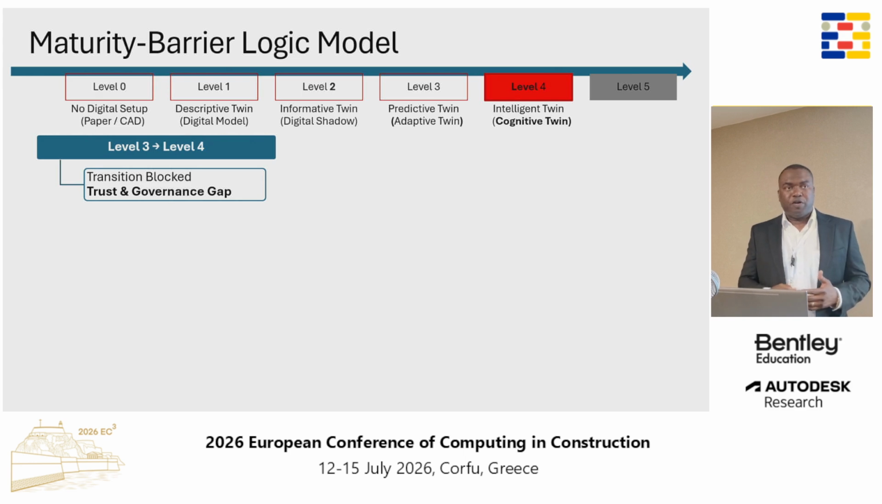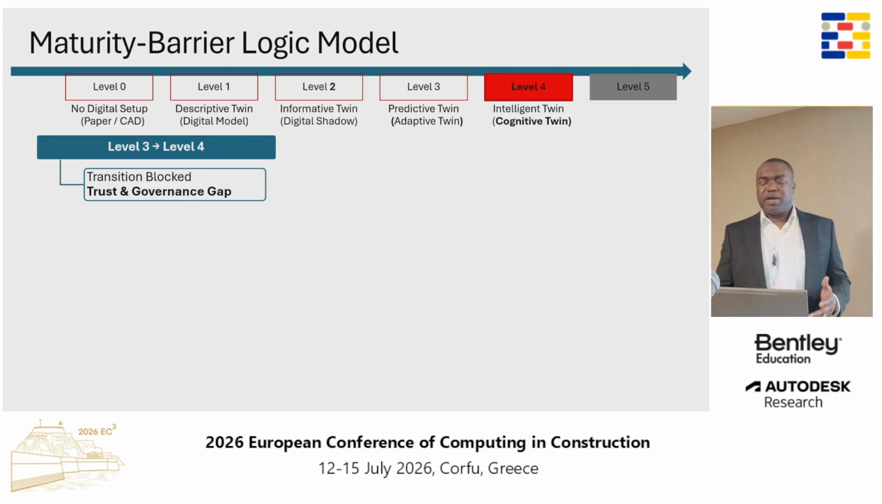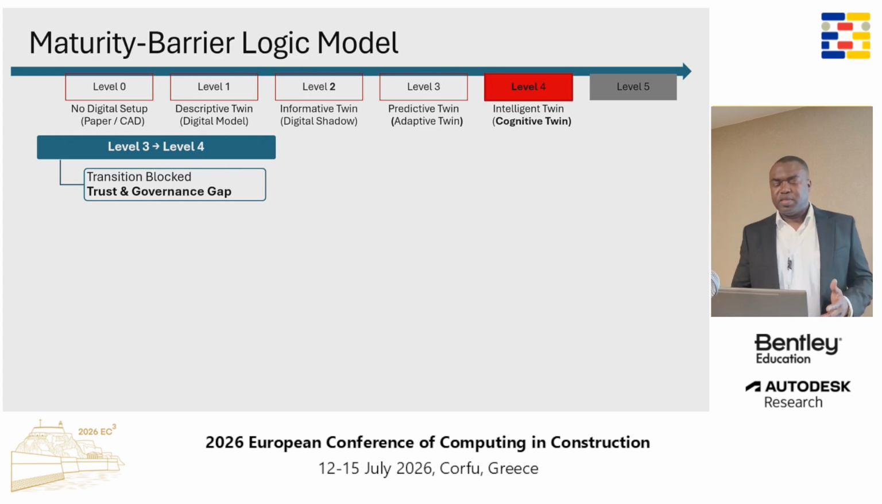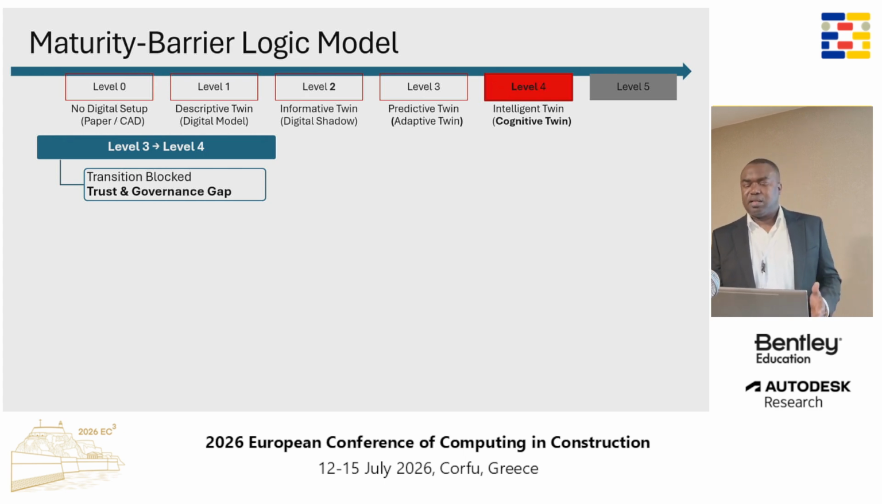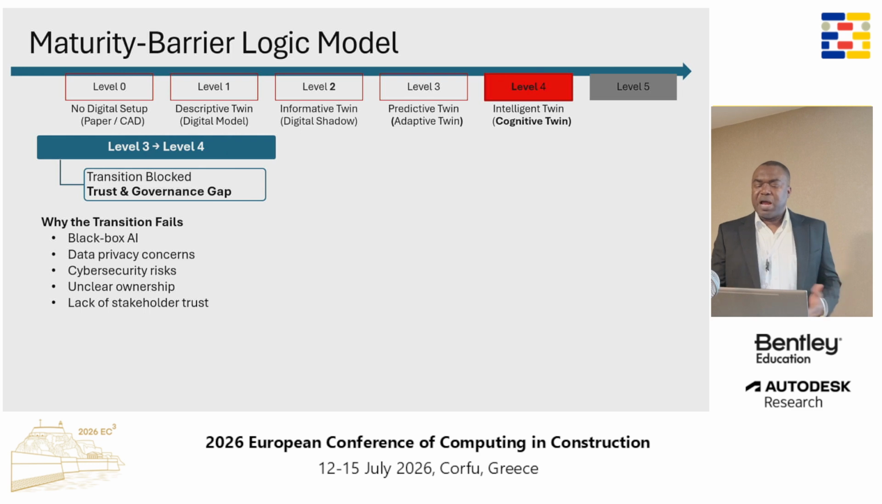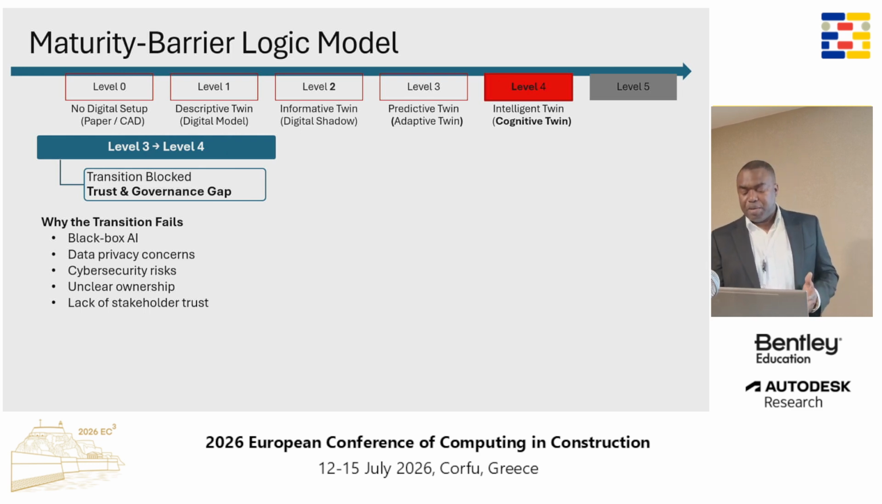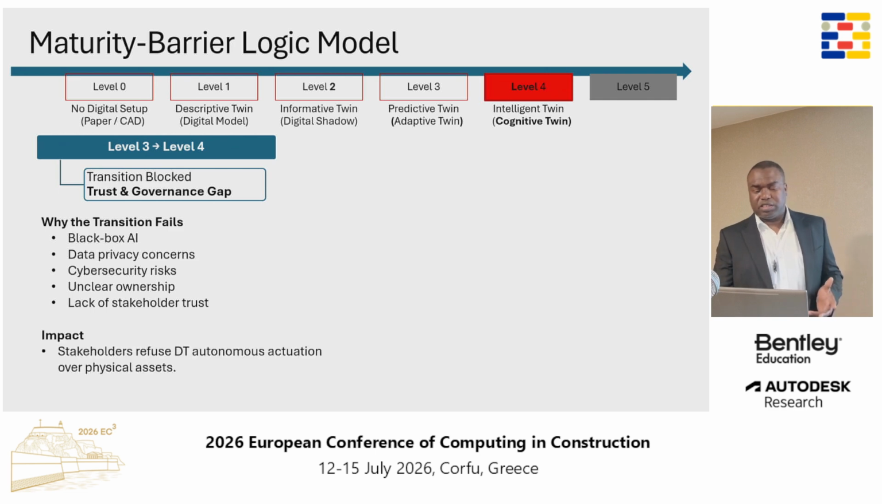We go to level 4. Level 4 is the cognitive twin, an autonomous decision-making, self-learning, and where actually a digital twin can actuate the building. The barrier here is no longer technical, it is trust. The black box AI, unclear data ownership, cybersecurity risk, and primary privacy concerns.